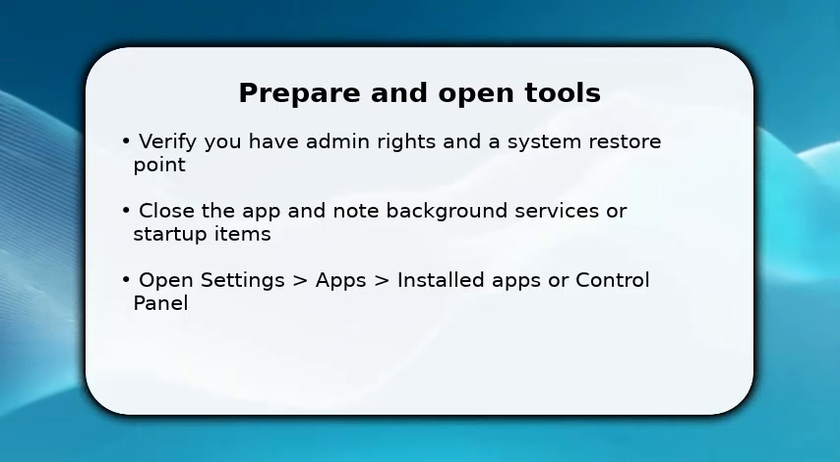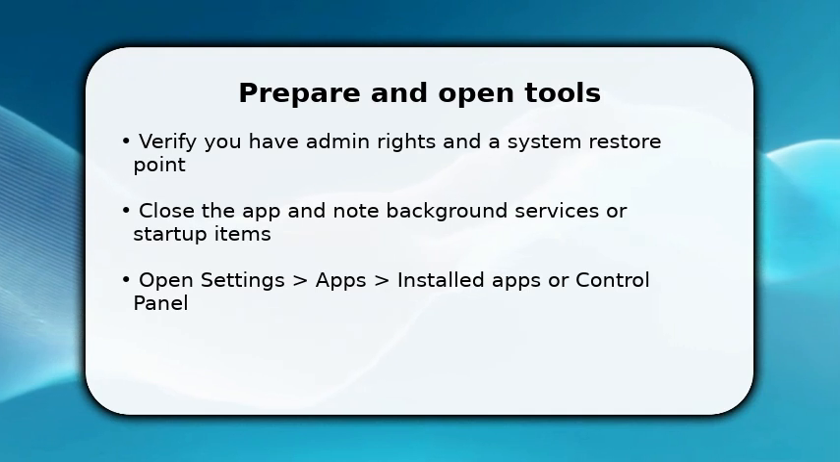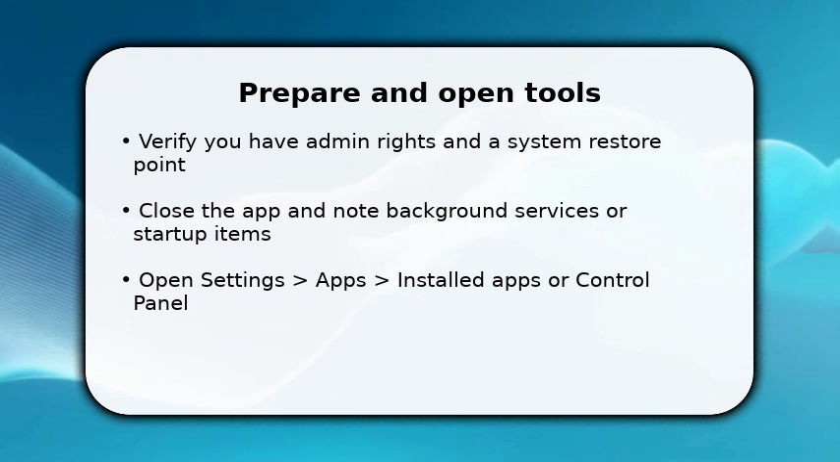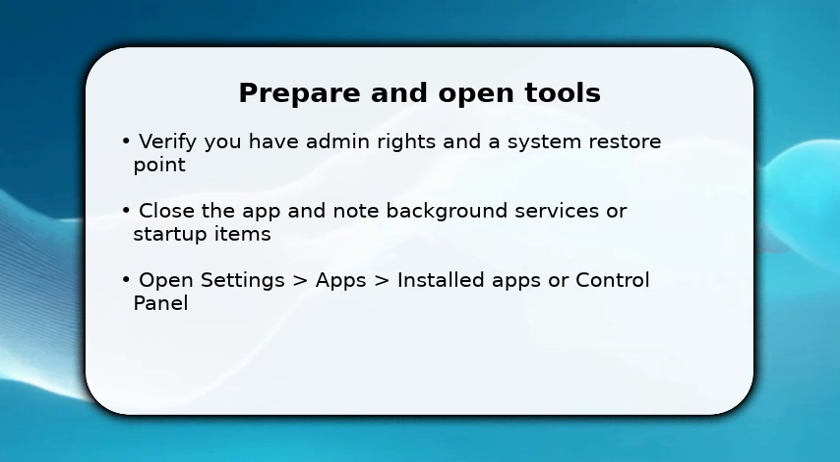You start by ensuring you have administrator rights and creating a restore point. This protects you if something goes wrong. Close the target program and check Task Manager for running processes so nothing blocks removal.